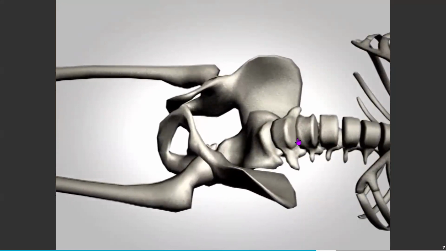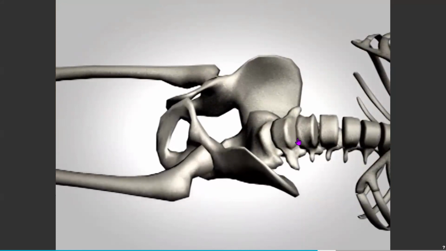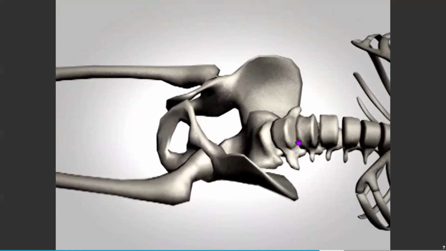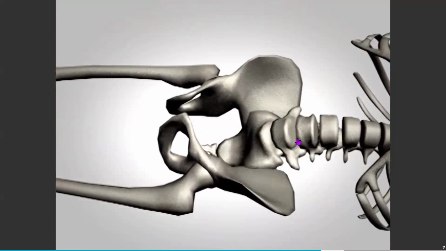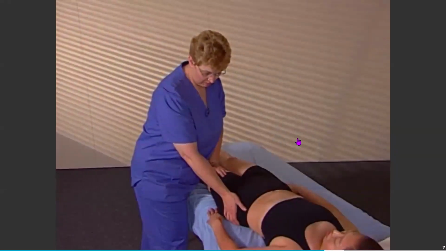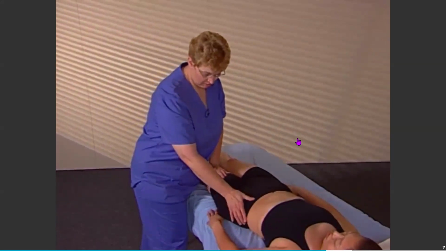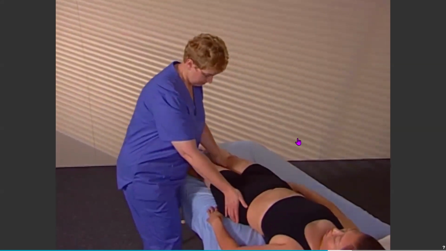The pelvis can also inflare, where the ilium moves toward the midline, or outflare, where the ilium moves away from the midline. The following procedure to correct imbalances in the pelvis utilizes indirect functional technique.